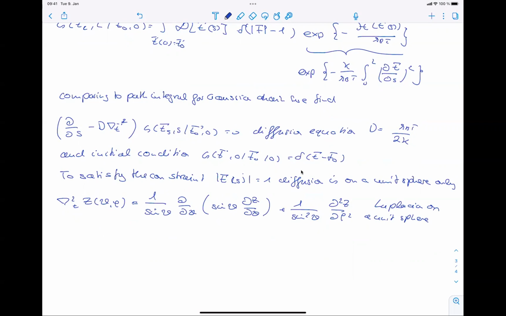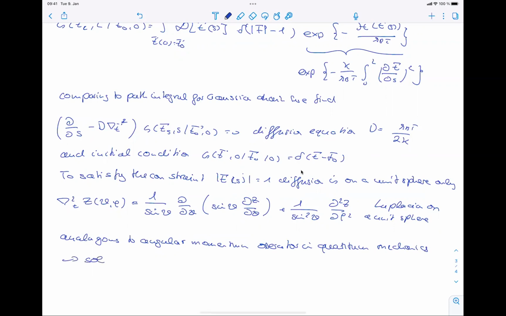In particular, this one you solved when looking at the momentum operator in quantum mechanics. So this is actually analogous to the angular momentum operator in quantum mechanics. And so we know the solution. The solution is an expansion in spherical harmonics.